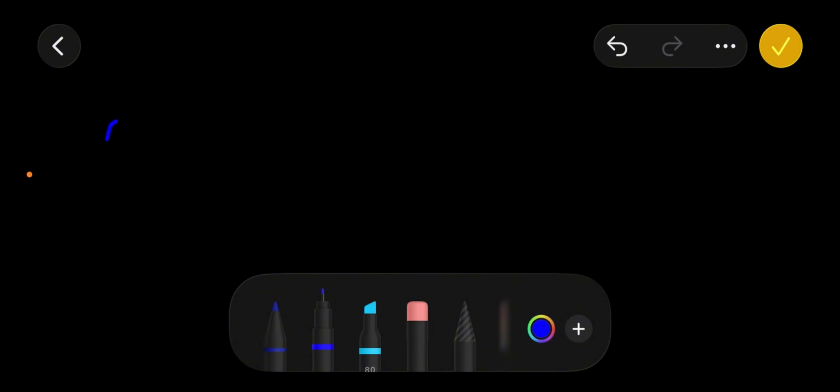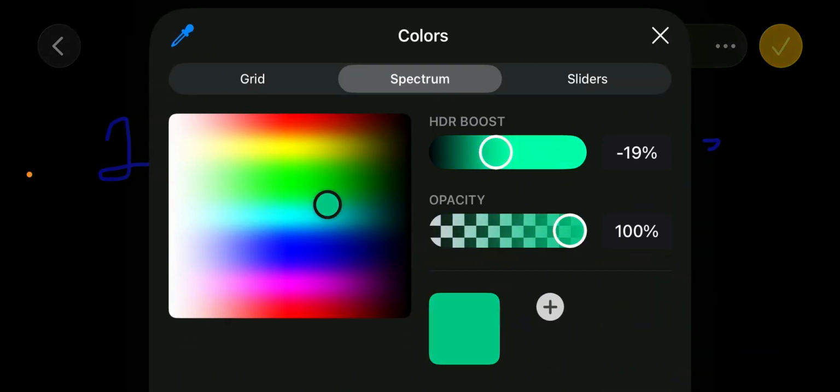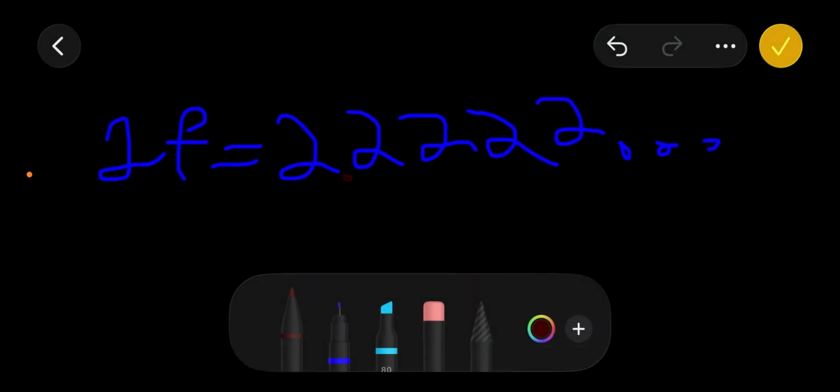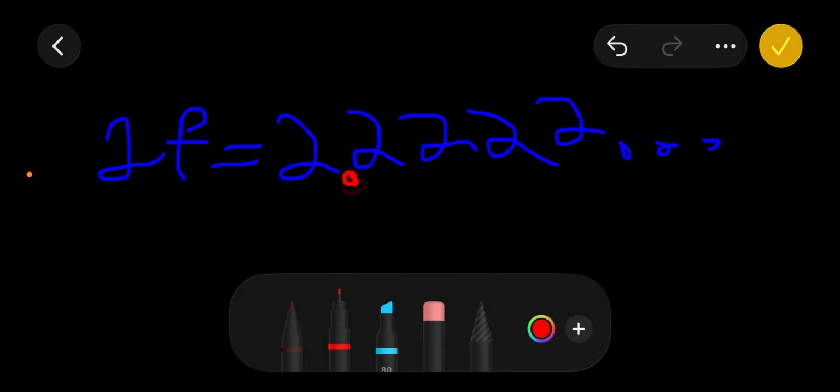So let's say we have 2p. Basically, that's the same thing as 2, 2, 2, 2, 2 forever and ever. But the rule is you do not want to add a decimal, because then that makes it not infinite anymore. I'm going to show you what the rule is. Remember, we cannot add a decimal, or else it's not infinite.